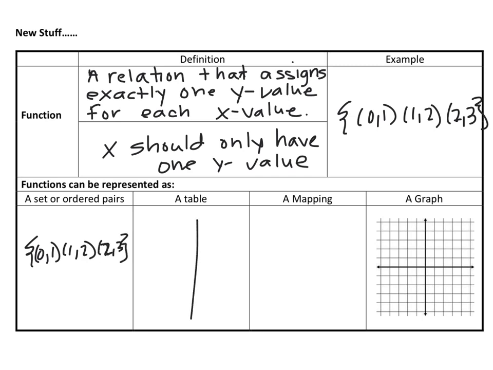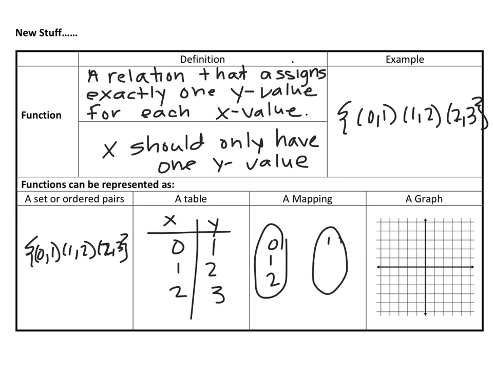They can be in a table form, 0, 1, 1, 2, 2, 3. They could be in a mapping diagram. And they could be a graph. But the same thing is true for things that aren't functions. But these are just different ways you might be presented with a function and have to tell if it's a function or not.